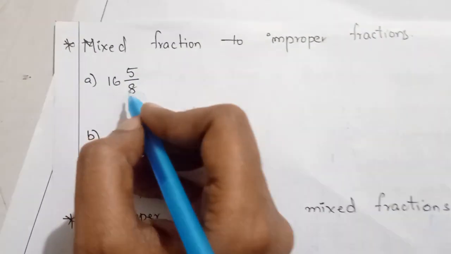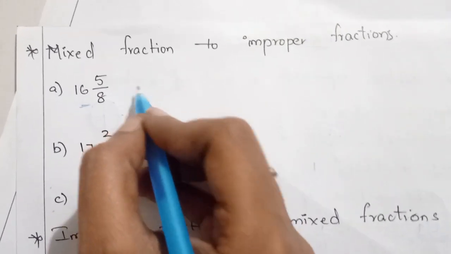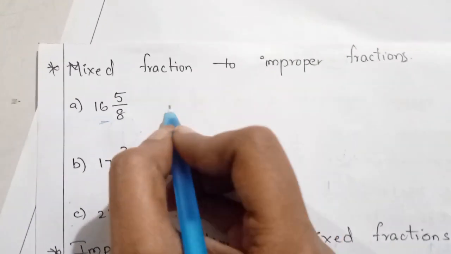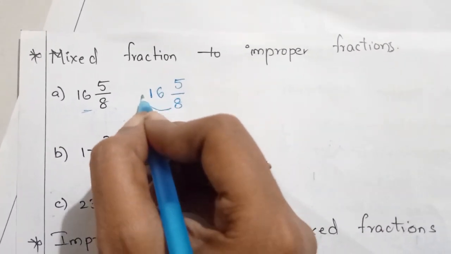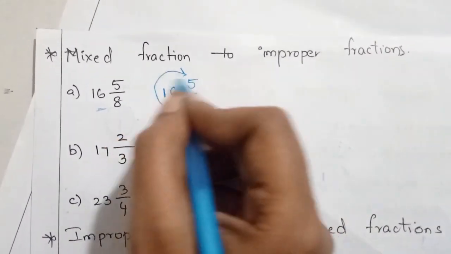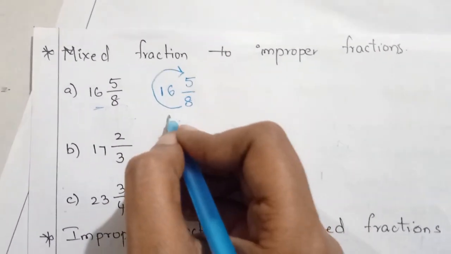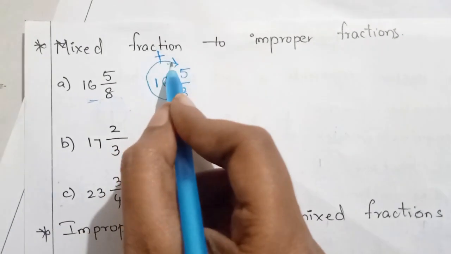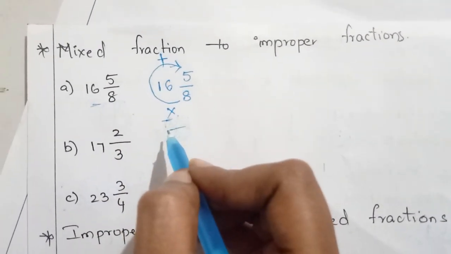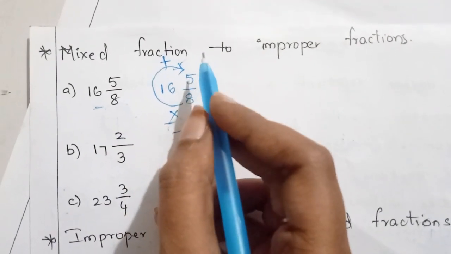Okay, right. Let's solve some mixed fractions to improper fractions. Here I told you, when you have a question in the exam, you should do the problem in 3 simple steps. This is the question: 16 5 by 8. This is the symbol you should remember from down to top. Down you put a multiplication, top you put a plus. Down into, top plus.